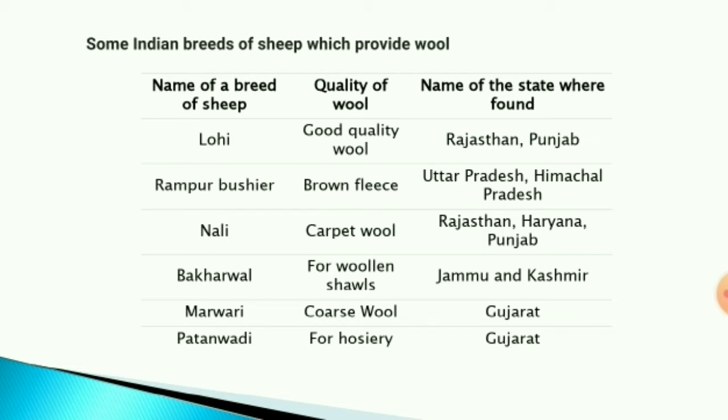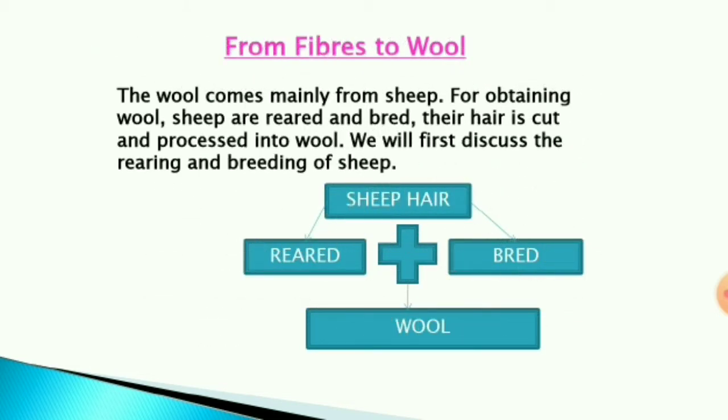Rampur Bushair: brown fleece, Uttar Pradesh and Himachal Pradesh. Nali: carpet wool, Rajasthan, Haryana and Punjab. Bakerwal: for woolen shawls, Jammu and Kashmir. Marwari: coarse wool, Gujarat. Patanwadi: for hosiery, Gujarat.